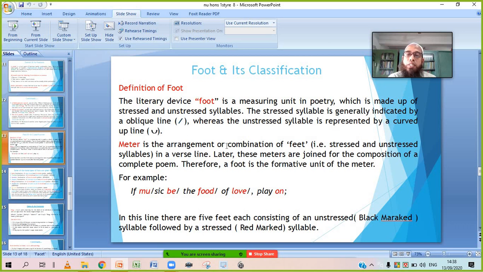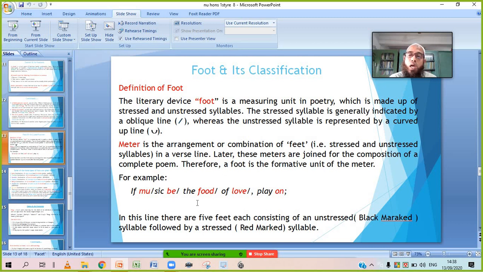Meter: what is meter? Meter is the arrangement or combination of feet. Stressed and unstressed syllables together make a meter in a verse line. Later, these meters are joined for the composition of a complete poem. Therefore, a foot is the formative unit of the meter. Clear? Have you got it?